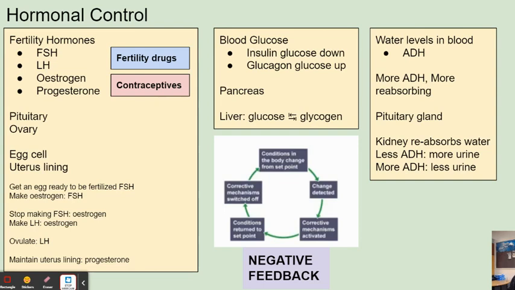As the amount of ADH falls, the amount of water in your body is going to go up, and you'll make more urine by your kidneys and get rid of it from your bladder.